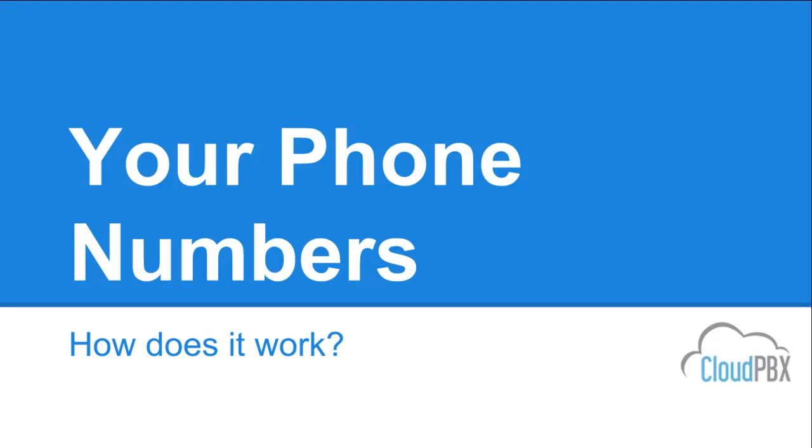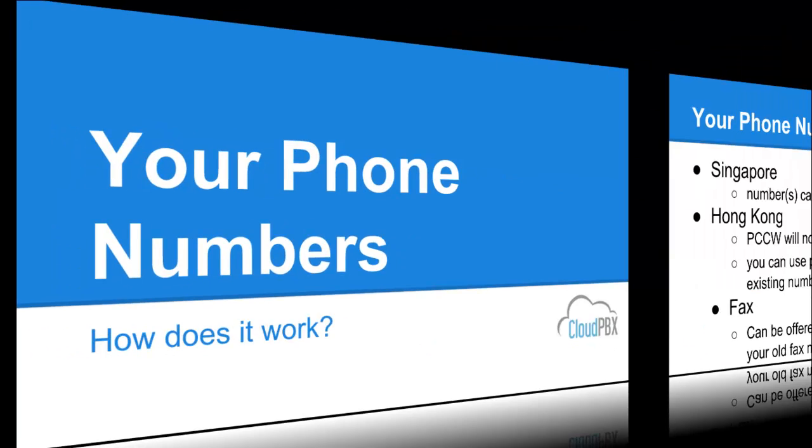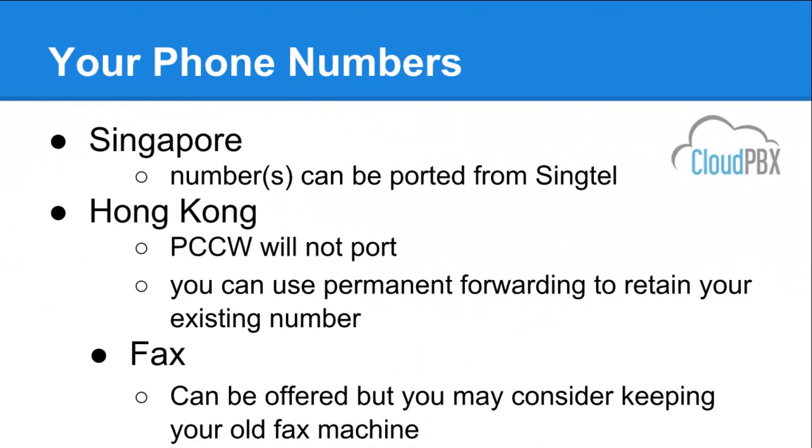What about your current phone numbers? How does this work? In Singapore, phone numbers can be ported from Singtel. This means they can be migrated to the cloud. In Hong Kong, PCCW doesn't allow for this. However, we can use something called permanent forwarding to forward your existing number to a new SIP number, and this can be transparent so you can retain your existing numbers.